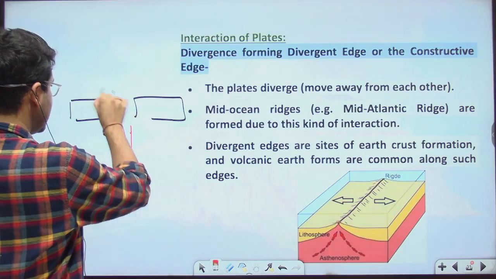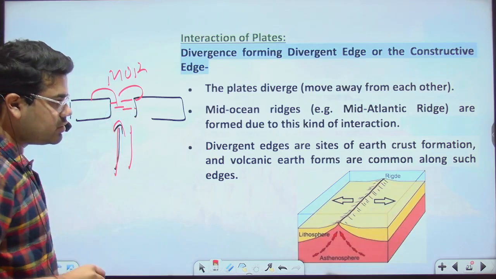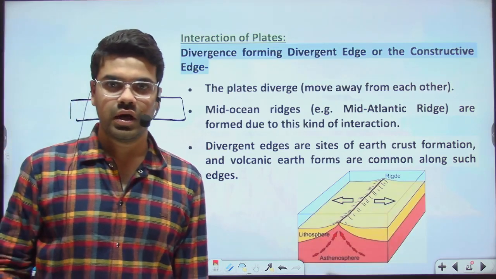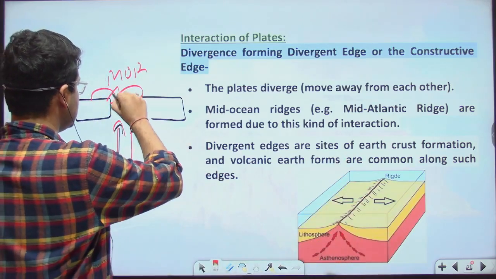The plates are diverging and mid-oceanic ridges are formed. New crust is being formed here. Okay, so it leads to silent volcanism. Here what we see, ridges are formed.